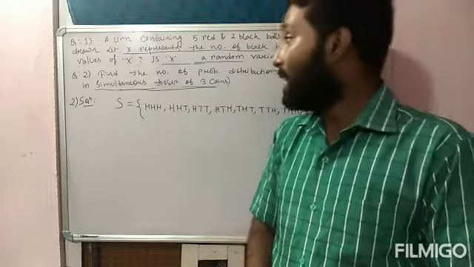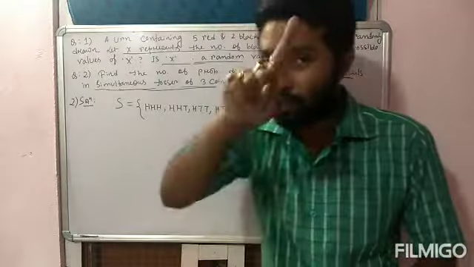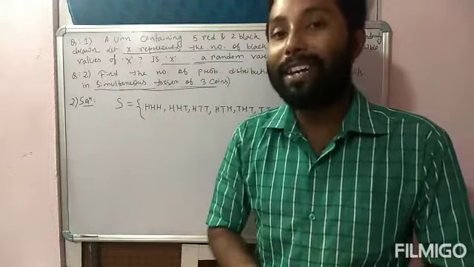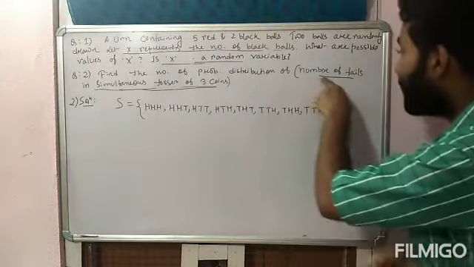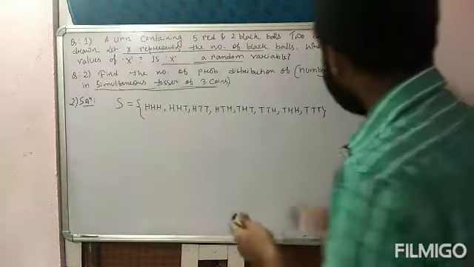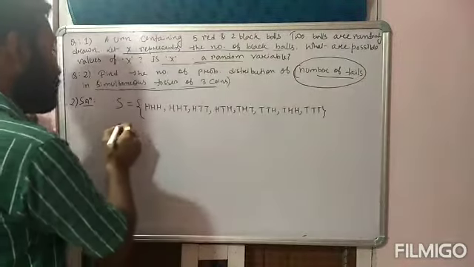Now the question is, since you have to find the probability distribution, for this you should know what x is. If you know x, then only you can find p of x. So what is x denoting here in the question? X denotes the number of tails in the simultaneous tosses of 3 coins. So x denotes the number of tails according to our question.